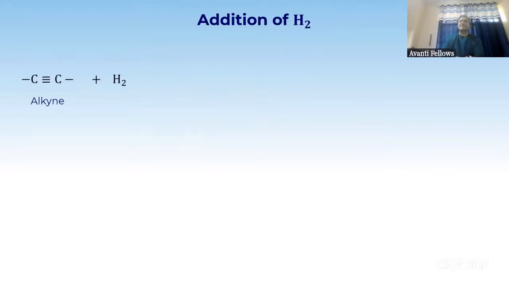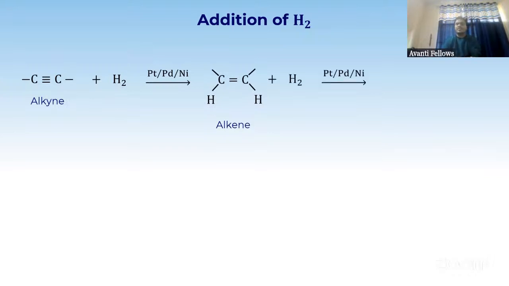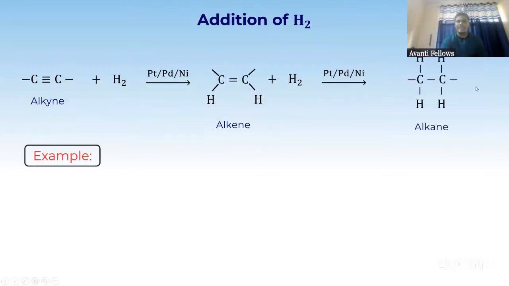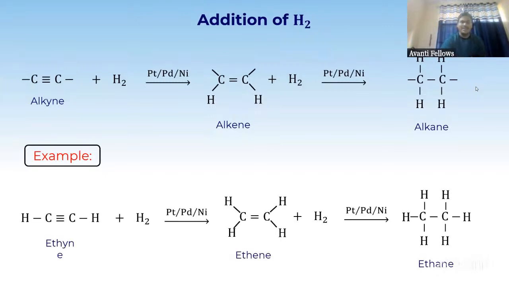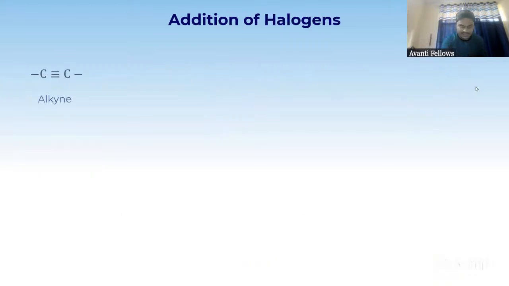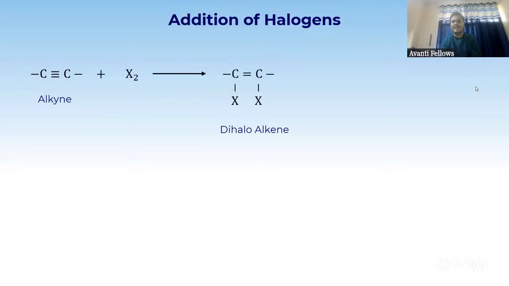Okay. Now let's see the addition of hydrogen first. So if we have alkyne and we add H2, that is hydrogenation, in presence of platinum, palladium and nickel, then formation of alkene will take place, right? क्या बना? Alkene. And again, if we treat this alkene with H2, again in presence of Pt, Pd, and Ni, then formation of alkane will take place. Just as an example, if we have ethyne, when we treat ethyne with 2 moles of hydrogen, then formation of ethane will take place.